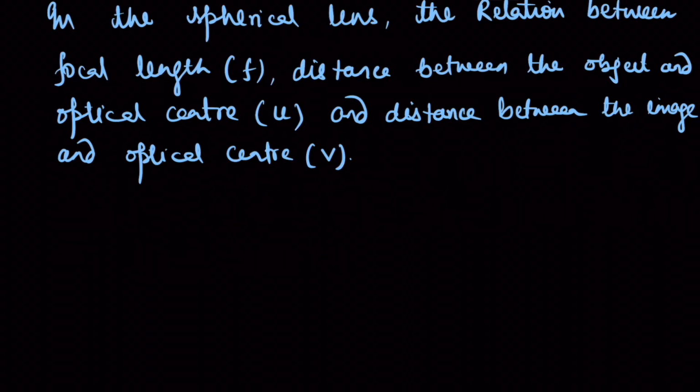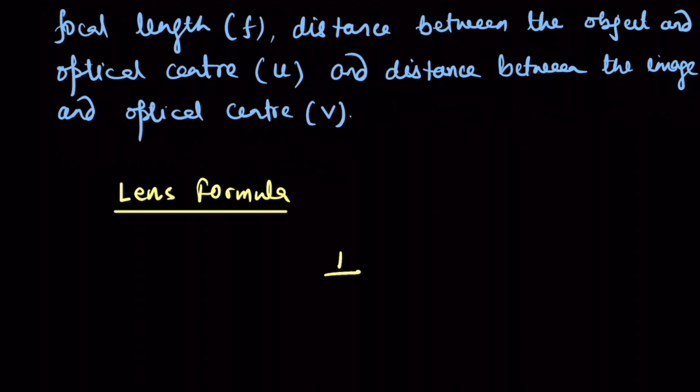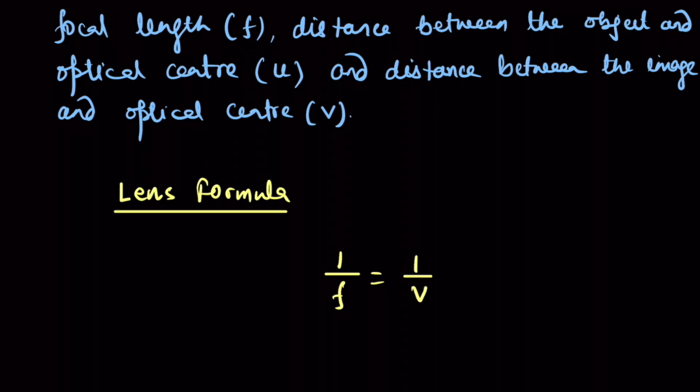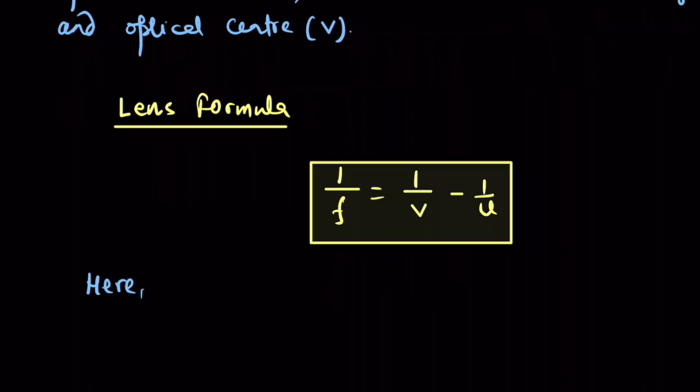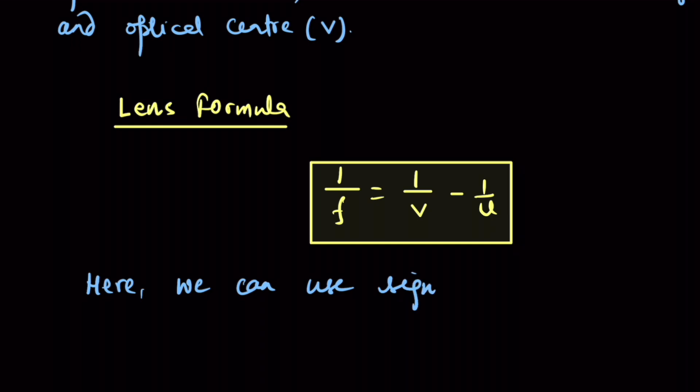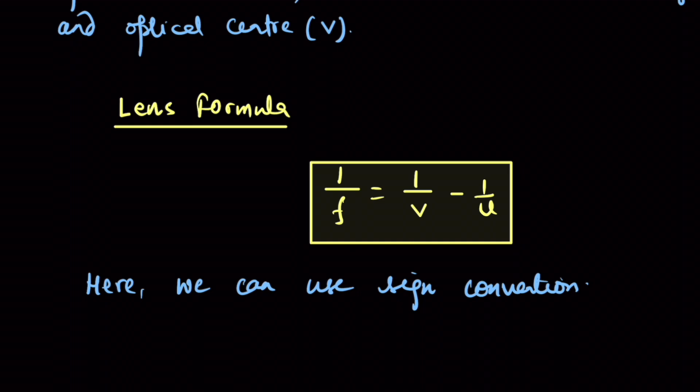So the lens formula is 1 by f is equal to 1 by v minus 1 by u. Here we use the sign convention. It means that the sign of u, v and f will depend upon the lens. If it is a concave lens, we will use the sign convention of a concave lens. If it is a convex lens, we use the sign convention of the convex lens.